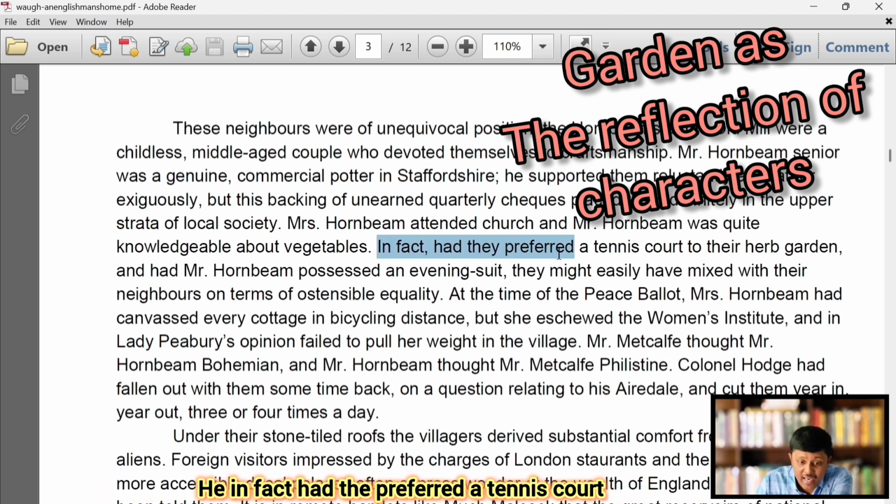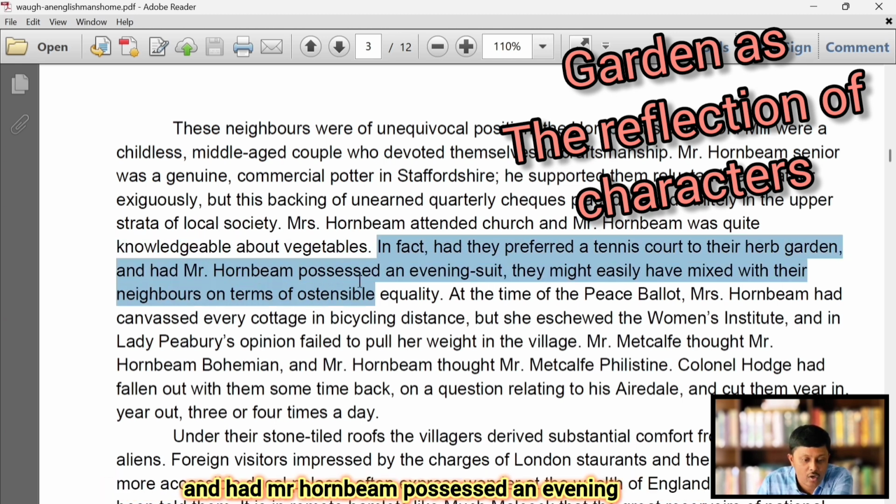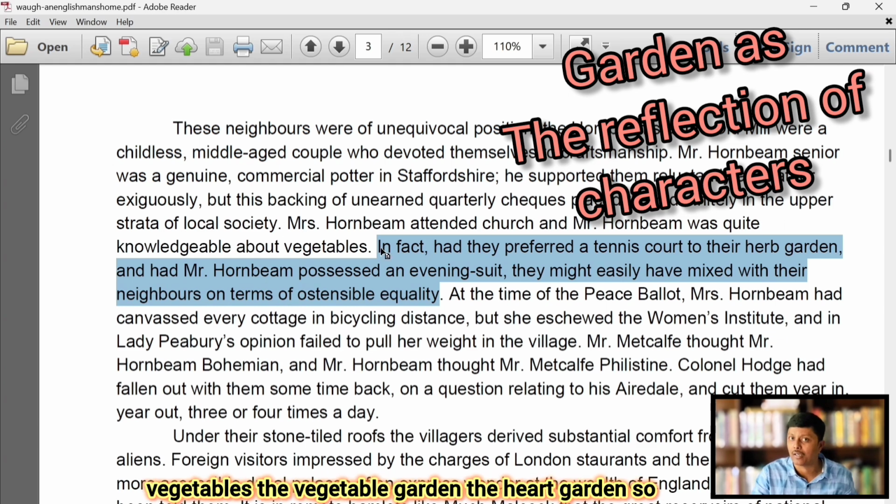In fact, had they preferred a tennis court to their herb garden, and had Mr. Hornbeam possessed an evening suit, they might easily have mixed with their neighbors on terms of ostensible equality. See here, Mr. Hornbeam attended church, and Mr. Hornbeam was quite knowledgeable about vegetables. The vegetable garden, the herb garden. So this reflects their nature, their characters.